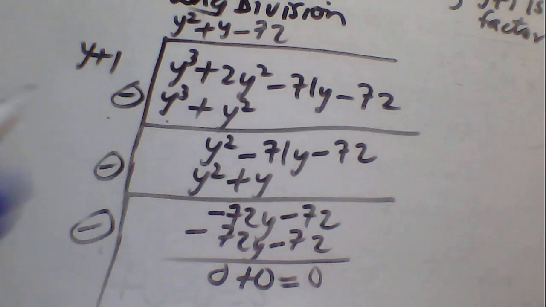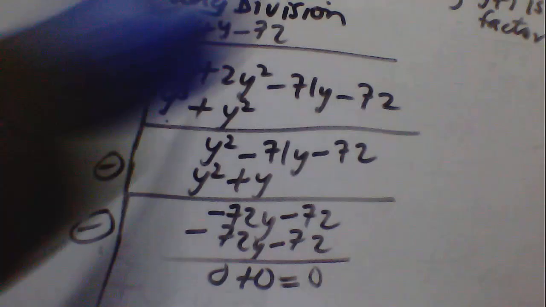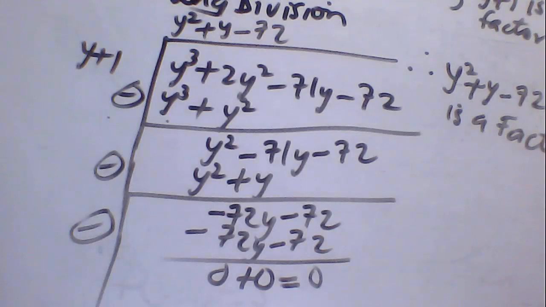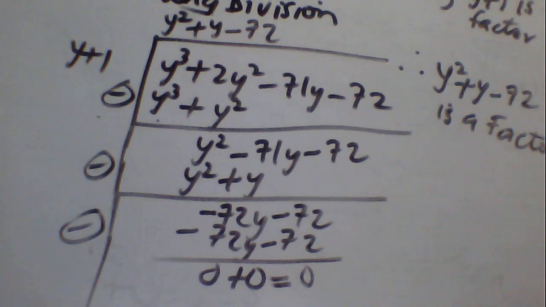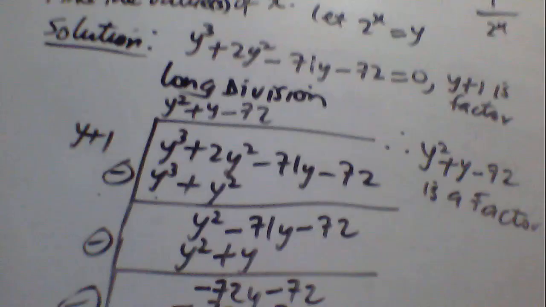That leads us to another factor of this equation. Therefore, y squared plus y minus 72 is a factor of this function. It's a factor of the function.